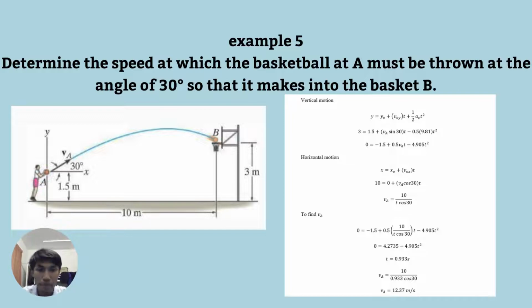To find VA, we use the formula for vertical motion and we substitute the information for VA. So we get 0 equals negative 1.5 plus 0.5 times (10 over T cos 30) times T minus 4.905 T squared. And then we get VA equal to 12.37 meters per second. Thank you.